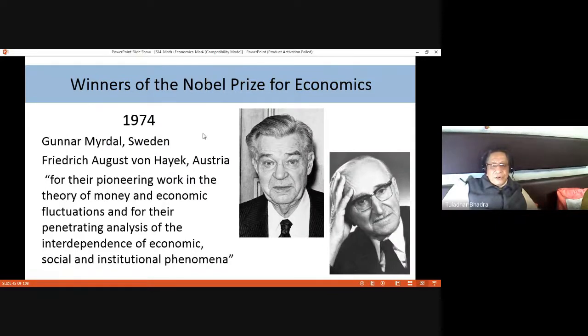1974: Gunnar Myrdal from Sweden and Friedrich August Hayek from Austria, for their pioneering work in the theory of money and economic fluctuations and for their penetrating analysis of the interdependence of economic, social, and institutional phenomena.